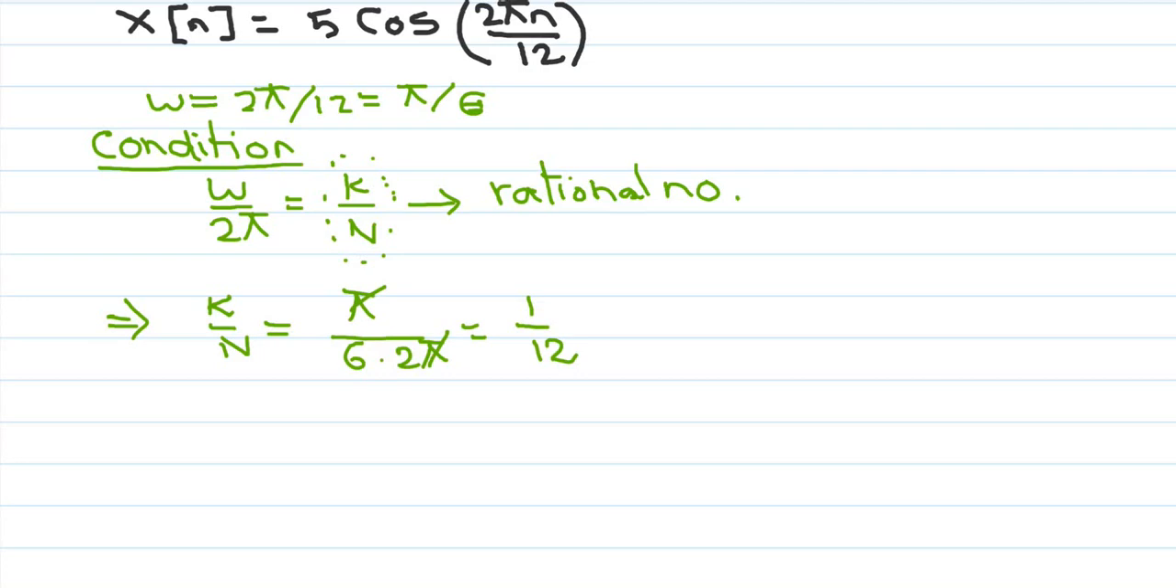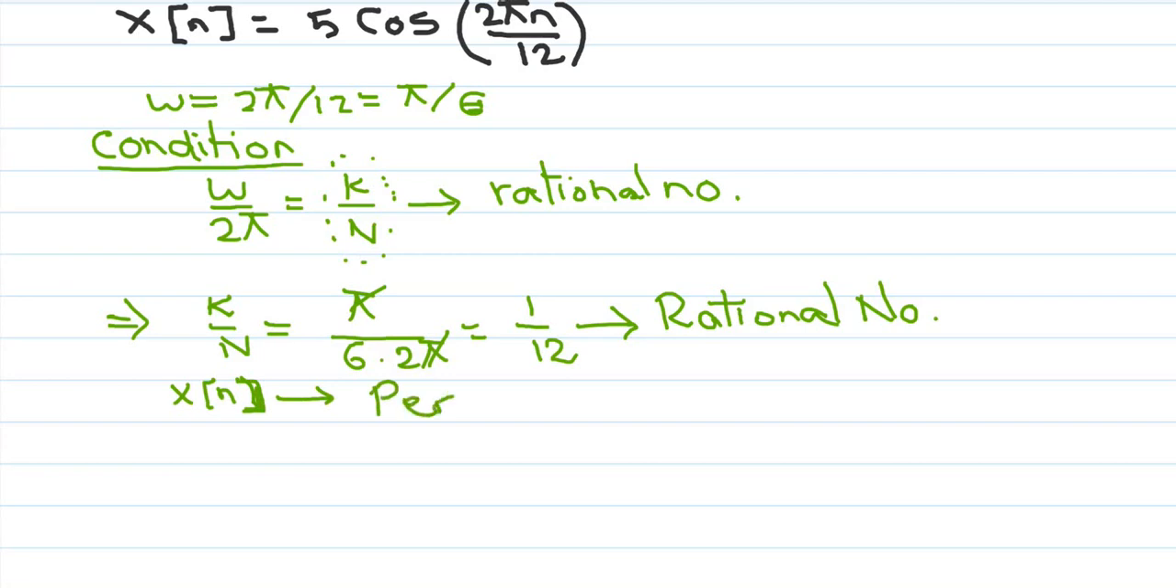Now this is the ratio of two integers, so this is a rational number. Since it is a rational number, the given signal x of n is a periodic signal. If it is periodic, we can find the fundamental period, and obviously this n is basically your fundamental period. So n is equal to 12. You can find the fundamental period directly here.